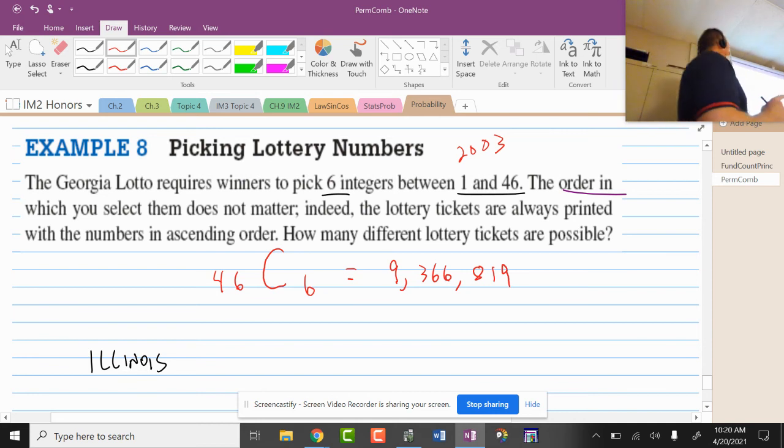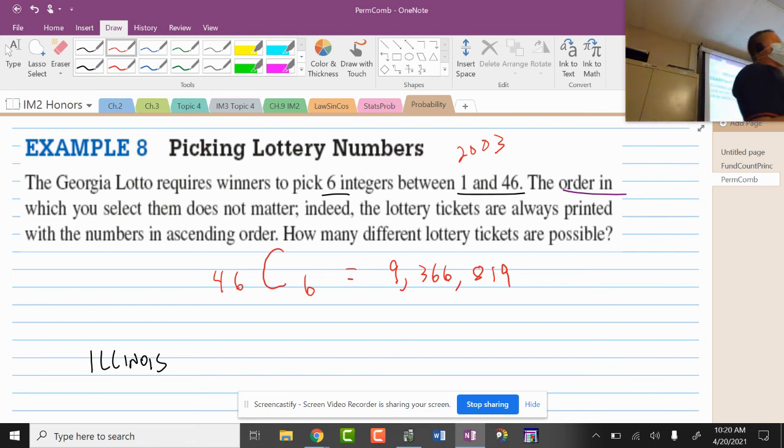So that means that's how many different numbers there are. If it was $1 a ticket, you could spend $9 million, 369 million, and so on, that much money to buy every single possible ticket. So what if the Georgia lottery was $20 million as a prize? Would you do it?